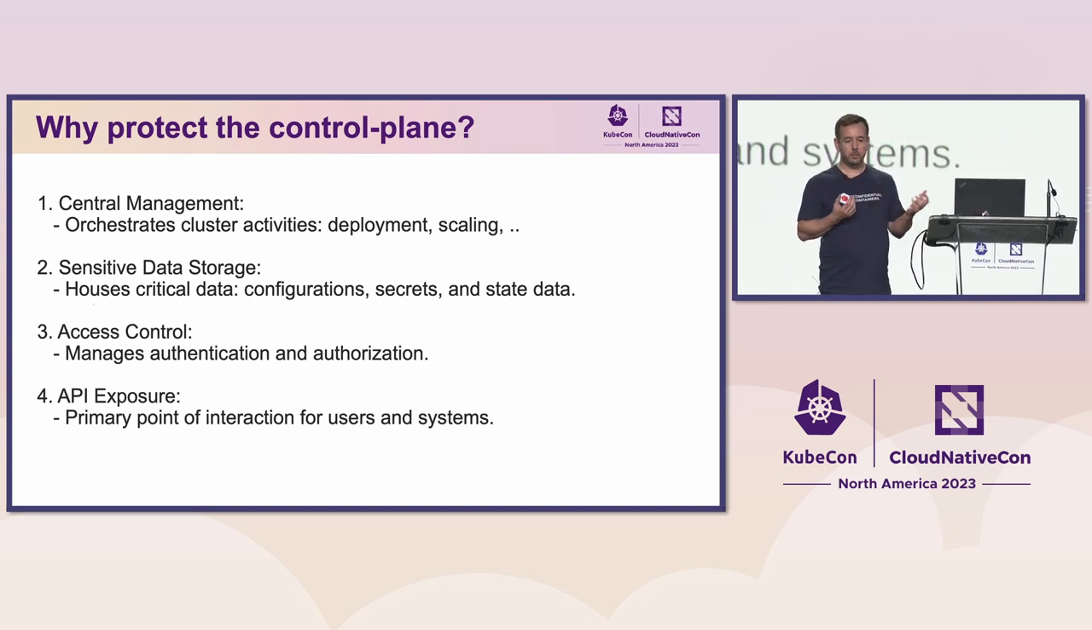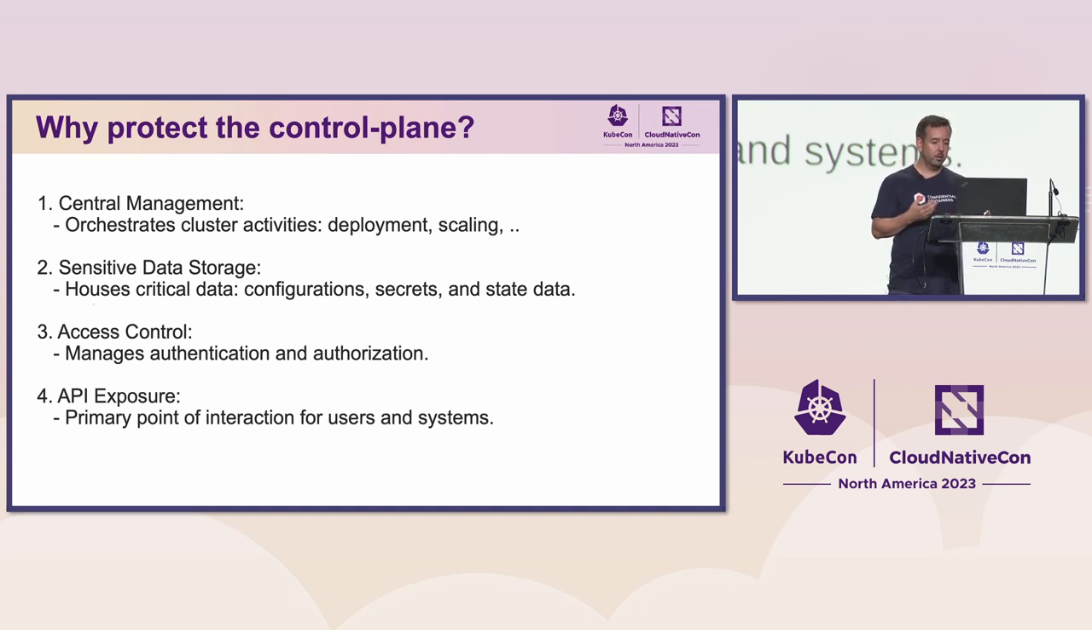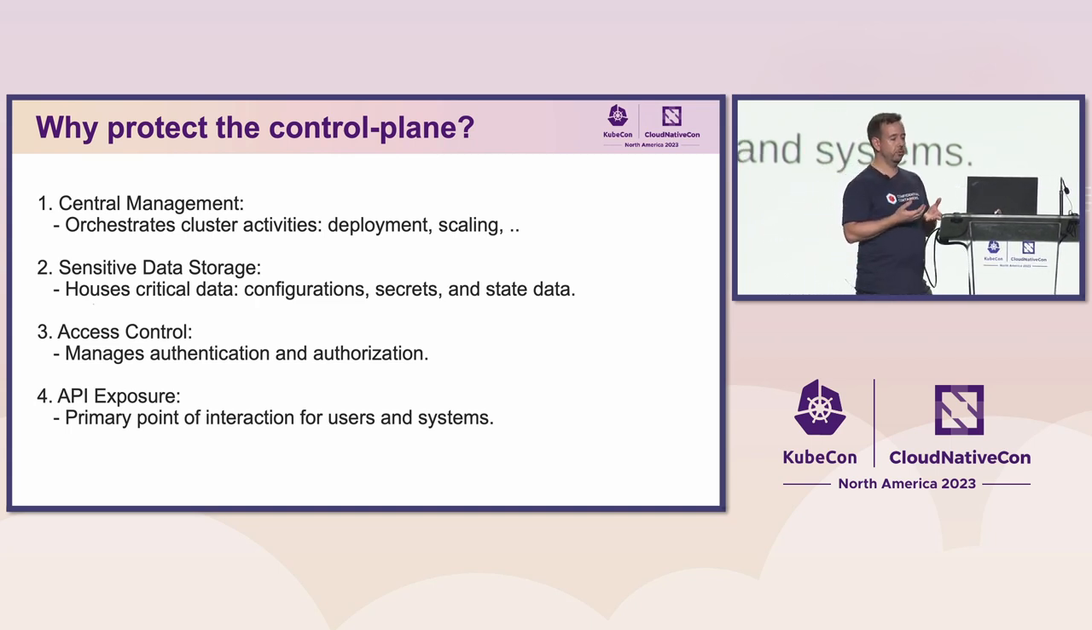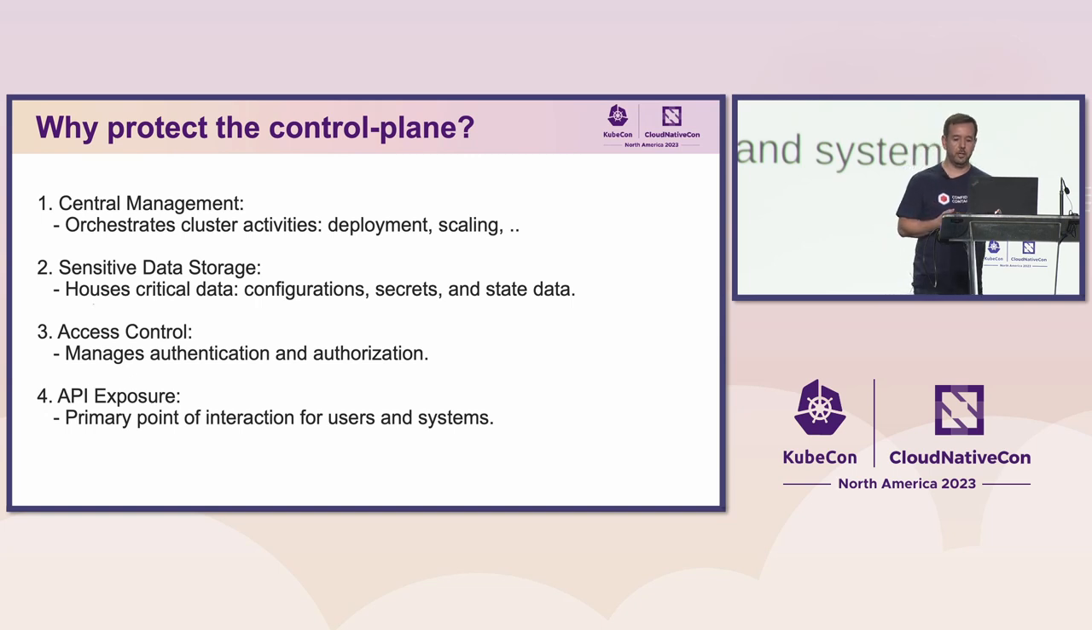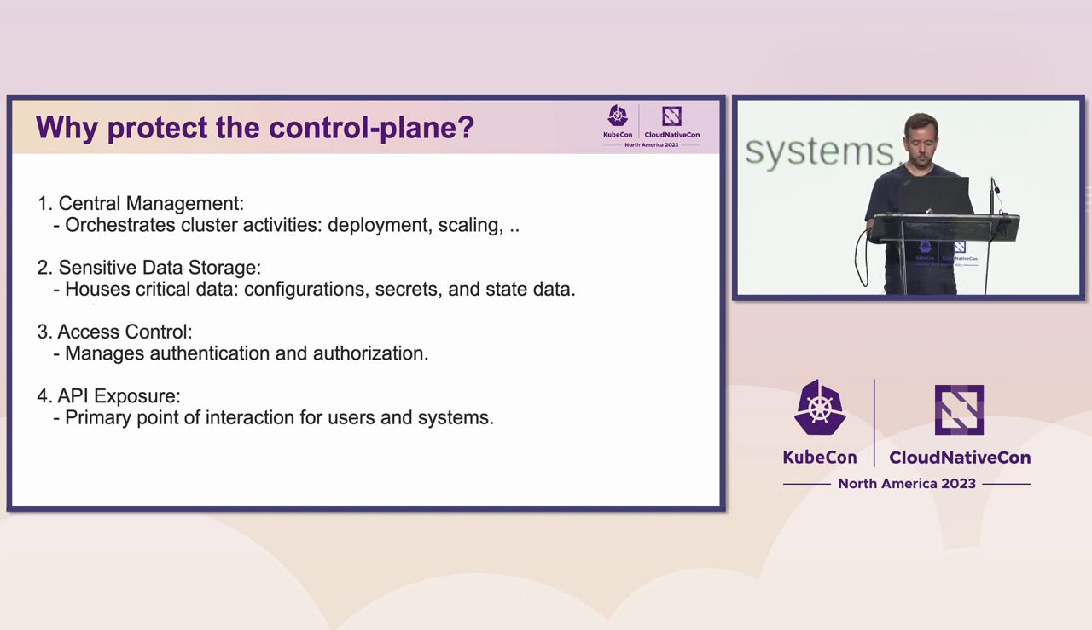It houses secrets that could be passwords or API keys. It has state data, which represents the current state of the cluster, and many more things that need to be protected. It has access control, and the API is the big part of it. It's the primary interface through which users and external systems interact with the cluster. It receives requests for operations, then translates them into internal communication protocols and ensures the correct execution. So it has a really pivotal role, and its security is of great importance, of course.